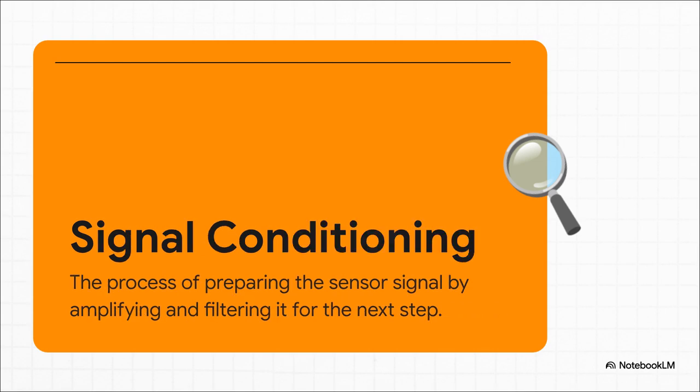Now, the raw signal you get from a sensor, it's often really, really weak and kind of noisy. It's like a faint whisper in a super crowded, loud room. That's where signal conditioning comes in. This is the process that cleans everything up. It filters out all that background noise, and it amplifies that whisper into a clear, strong voice that the rest of the system can actually understand.